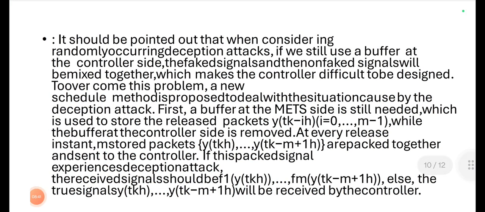It should be pointed out that when considering randomly occurring deception attacks, if we still use a buffer at the controller side, the faked signal and the unfaked signal will be mixed together, which makes the controller difficult to design. To overcome this problem, a new schedule method is proposed to deal with the situation caused by the deception attack. First, a buffer at the METS side is still needed, which is used to store the released packets y(t_{k-i} h), i equal to 0 to m minus 1, where at each instant the m stored packets are packed together and sent to the controller.